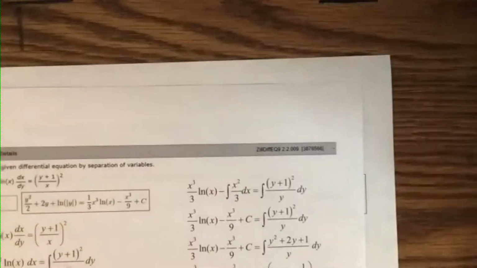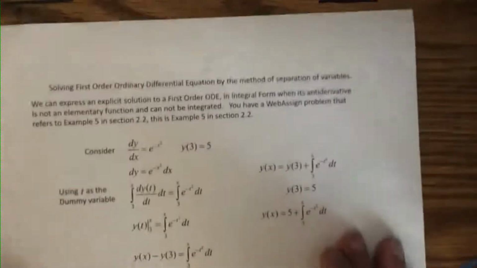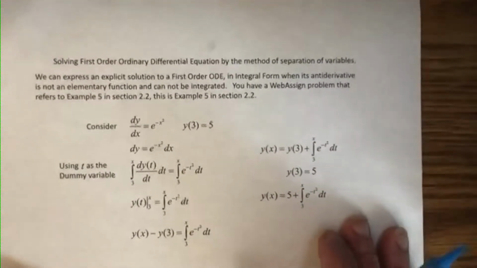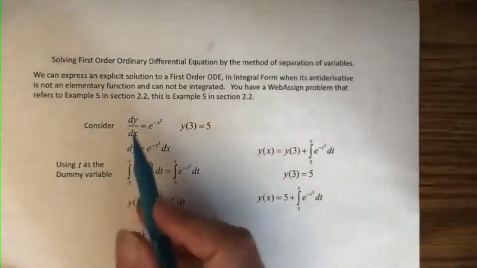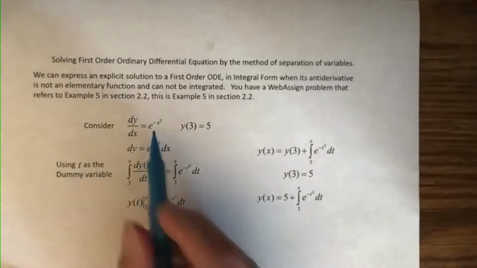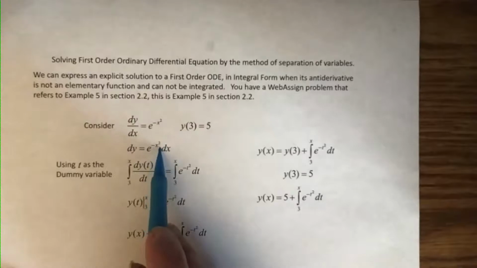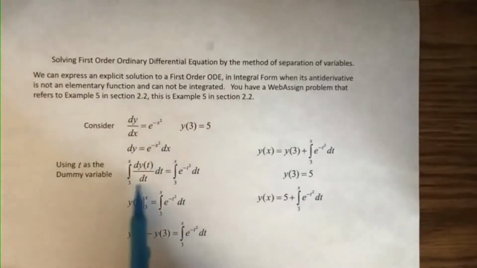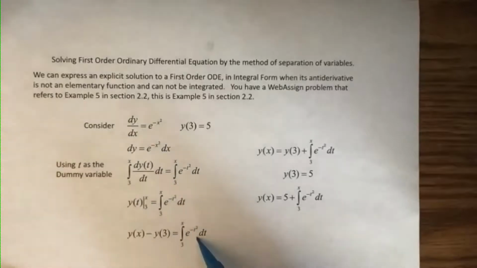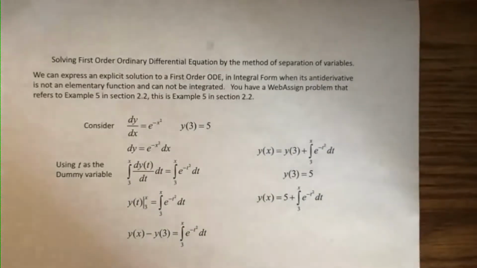I don't think I gave any problems like this. But just for the student that may be interested, if you have something like this, you can't integrate x squared. So you would separate them out, and then you just leave it in the form of an integral. I'm pretty sure I didn't give you any problems like this in the homework.